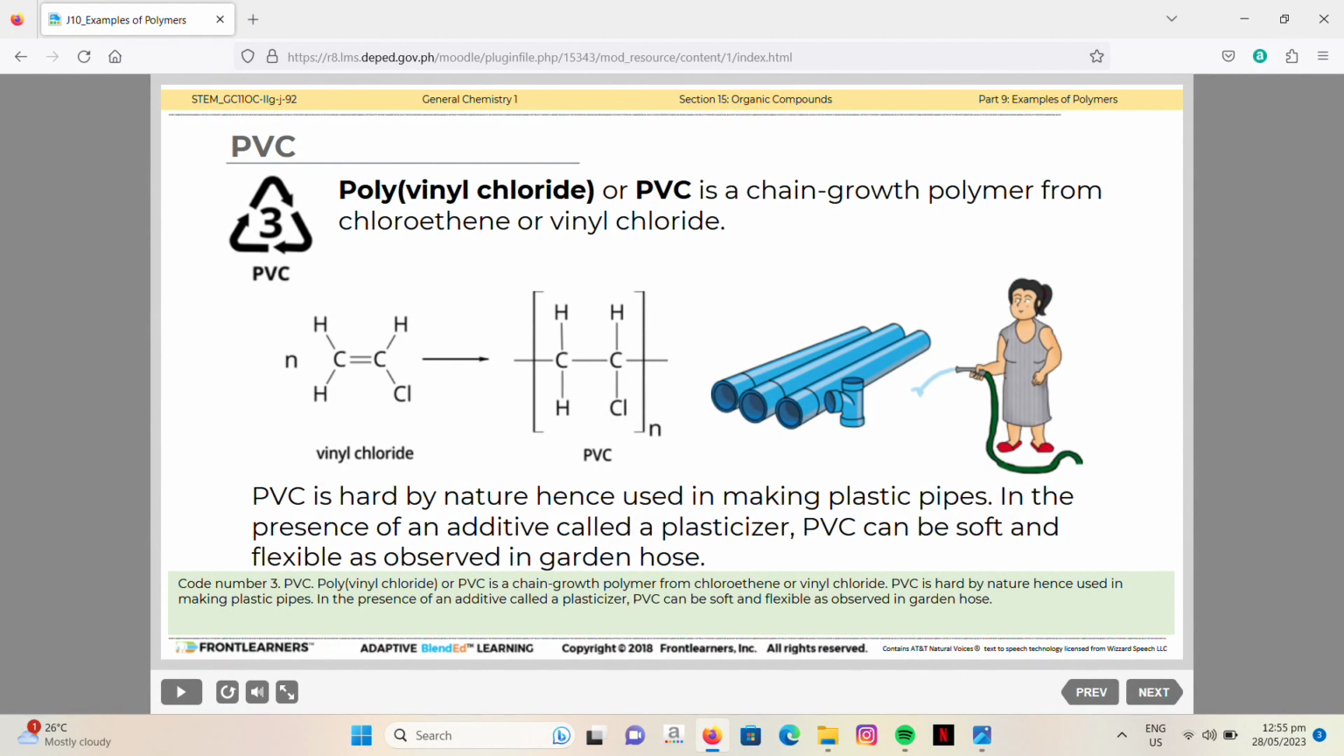Code number 3, PVC. Polyvinyl chloride or PVC is a chain growth polymer from chloroethene or vinyl chloride. PVC is hard by nature, hence used in making plastic pipes. In the presence of an additive called a plasticizer, PVC can be soft and flexible as observed in garden hose.